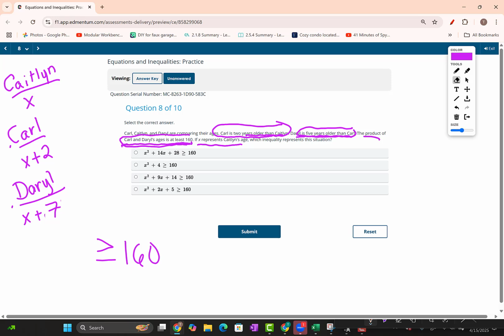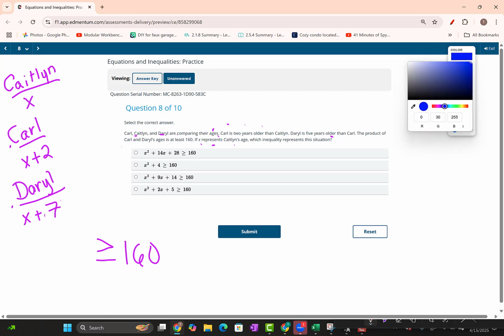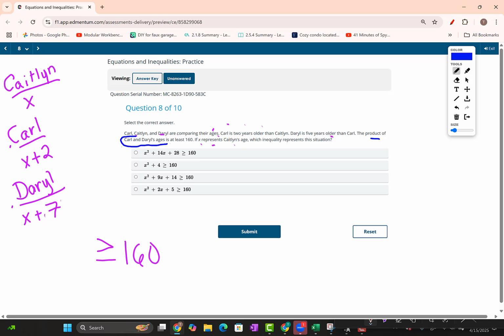Let me erase all of this to clean it up just a little bit. Our answer is coming from the product of only Carl and Daryl's ages being at least 160. So that means we're done using the fact that Caitlin is represented by X. Product means multiplication, so we're multiplying X plus 2 times X plus 7.